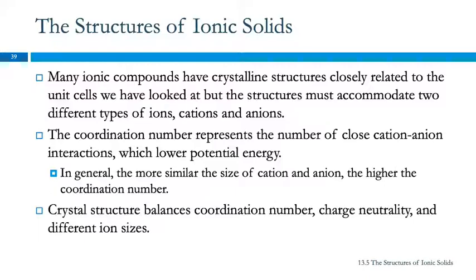In general, the more similar the size of the cation and anion, the higher the coordination number, because they're going to fit together better. We've got three things we have to balance for crystal structures of ionic compounds. We've got the coordination number. We have charge neutrality, because we're limited in the ratio of ions. Some of them are 3-to-1 or 2-to-1 or 1-to-1. And then we also have different ion sizes.